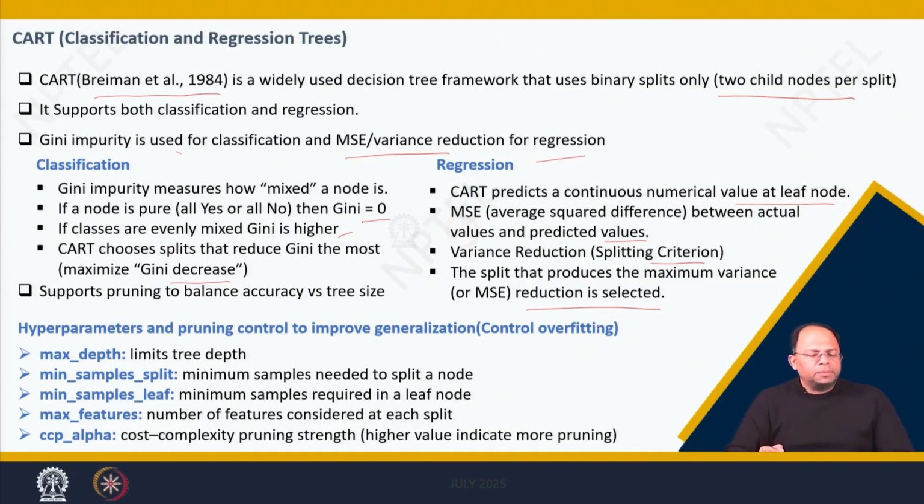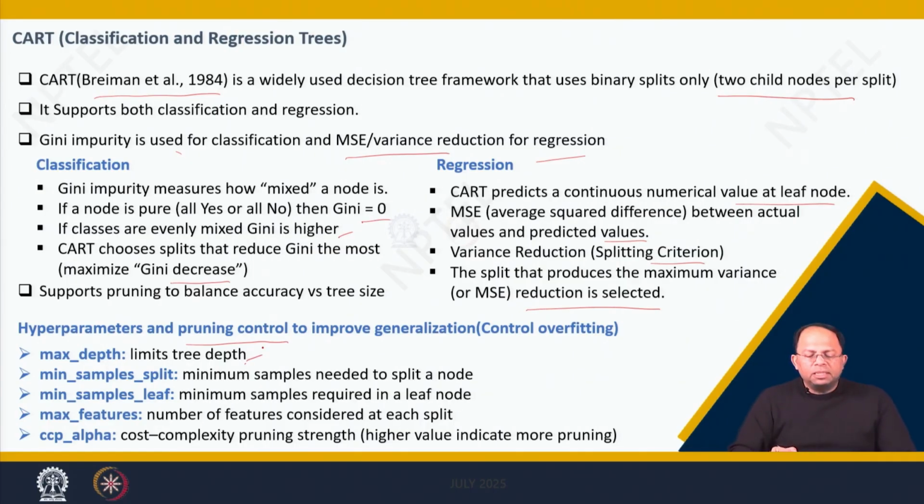Now in the CART algorithm, there are several hyperparameters, certain parameters using which we can tune the structure of the model. We can control overfitting, we can improve generalization, and we can also control pruning by tuning these hyperparameters. One hyperparameter is the max depth, that is, the tree depth. We can put a limit to it.